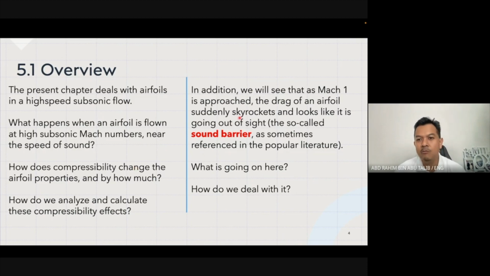In addition, we will also see that as Mach number 1 is approached, going into the sonic region, the drag of an airfoil suddenly skyrockets. So the increase of drag. You can see that the drag coefficient increases and looks like it is going out of sight. This is the so-called sound barrier, as sometimes referenced in the popular literature. What is actually going on here, and how do we deal with this situation?